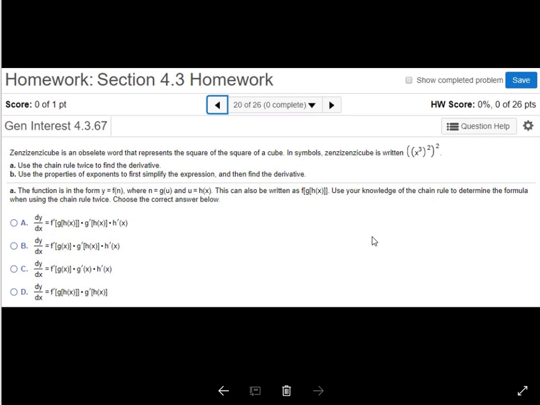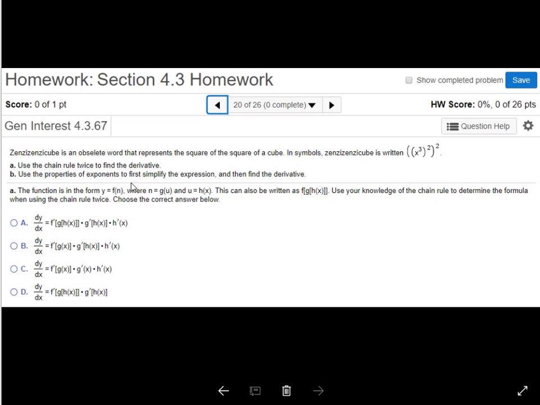So we're looking at this function that arises from this thing that's Zenzizenzicube. This is the function. It's a composition of 3 different functions, and so we want to use the chain rule to find the derivative and then use the properties of exponents to simplify it and then find the derivative. We should get the same answer.